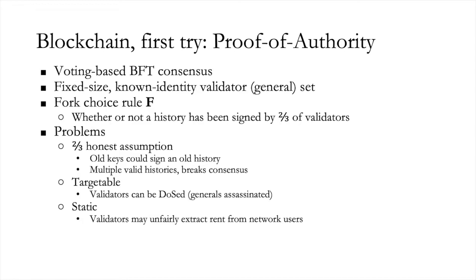So it's targetable. And then it's also static, because you must have this clean identity model. Maybe it's somewhat dynamic. Maybe you can add new identities. Old general sets can vote to approve a new identity. But it's still the case that a general set can become entrenched and maybe extract some rent for network users.